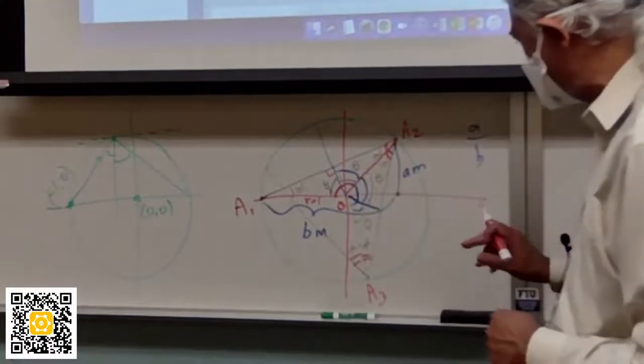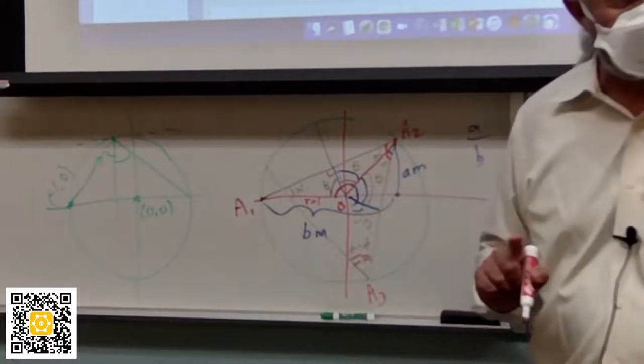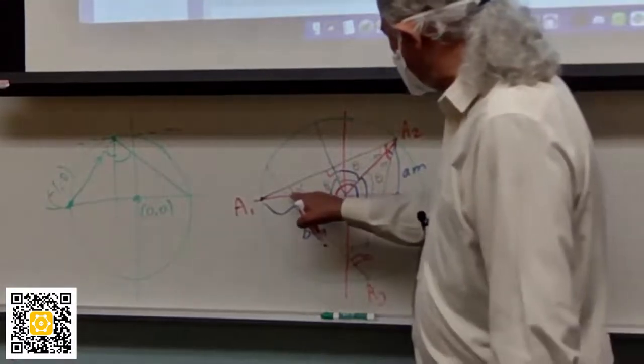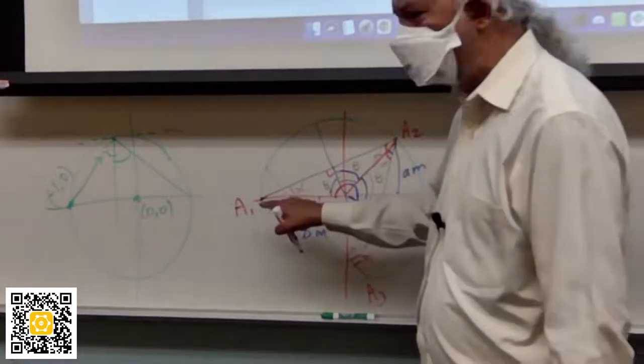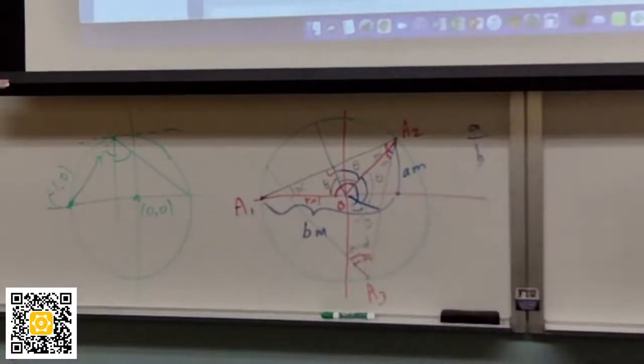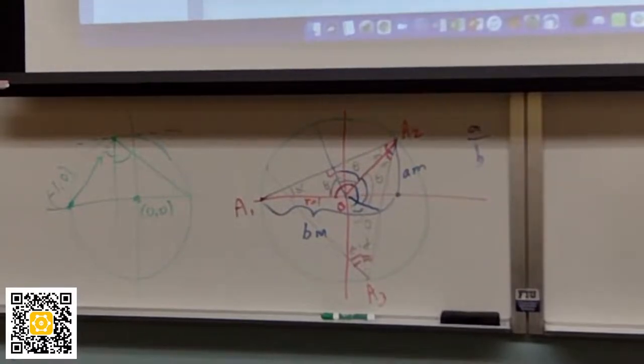Now there is one more thing that comes in. We have to bring in A and B somehow. And if I use this angle alpha here, then you see that there is another triangle here that goes A1, A2, and a perpendicular drop.